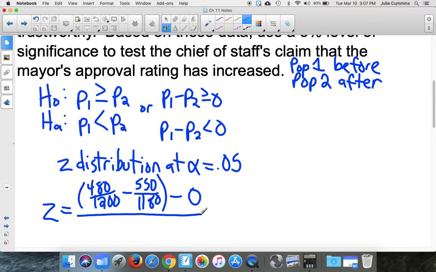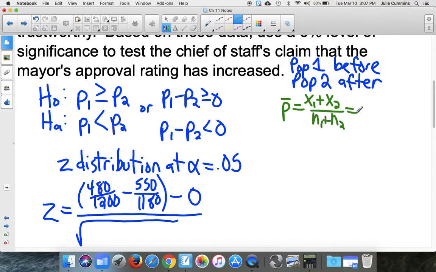Over, and then a square root, right? Square root. And this is where we need the P bar. So I'm going to do that just over here on the side. We need to calculate P bar. Remember that was x1 plus x2 over n1 plus n2. And this is basically being able to pool this data from the two populations. So that's going to be 480 plus 550 over 1200 plus 1180. And when we do that, we get a decimal. I'm going to use all 6 decimal places because I need it in future calculations.